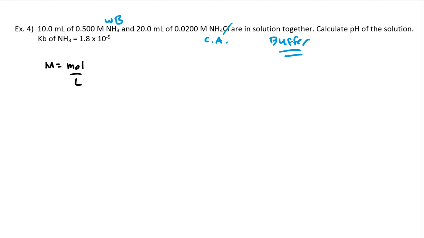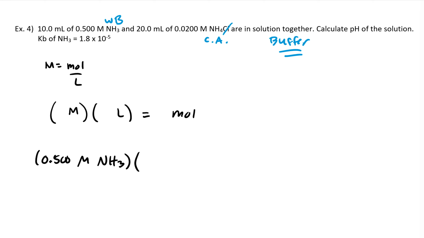So anytime I have molarity, whatever it is, times liters, I always get moles. So I'm first going to calculate the moles of ammonia. So that's going to be 0.500 molar ammonia times its liters of 0.01 liters. And you're going to get 5 times 10 to the negative 3 moles of NH3.